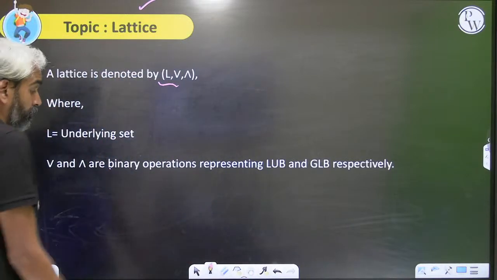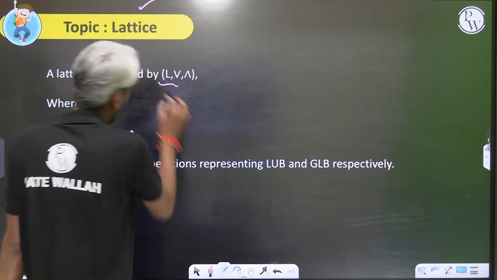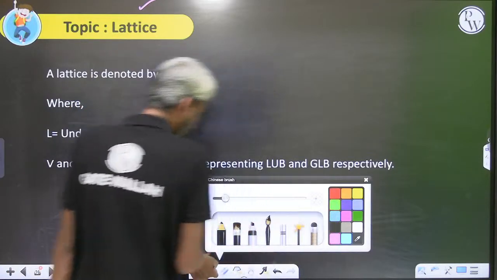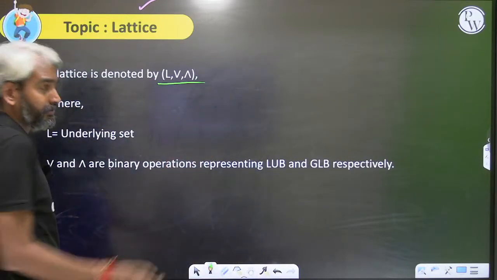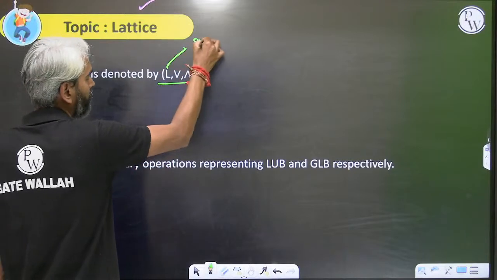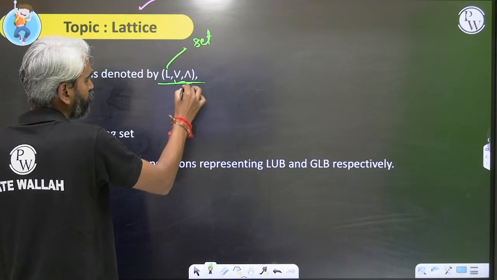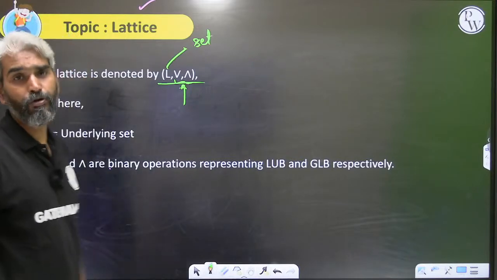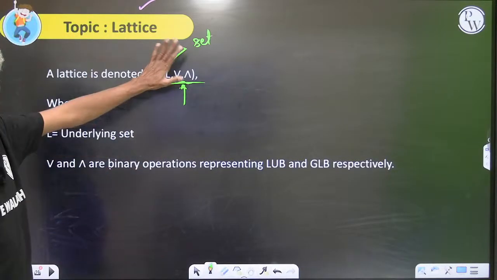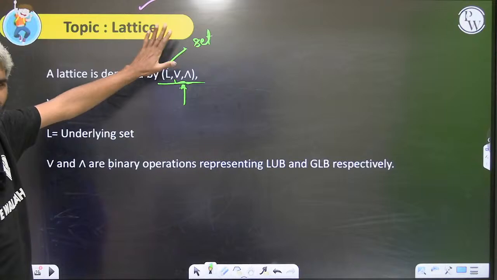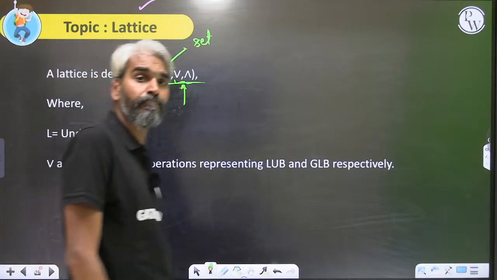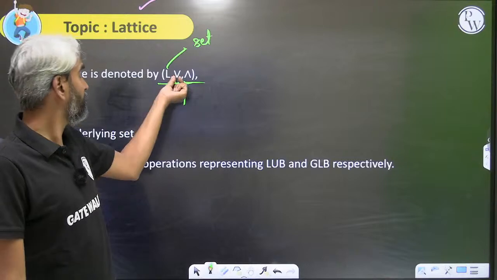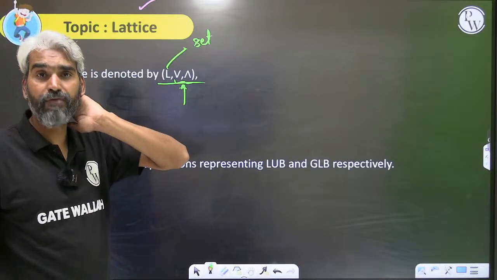Anyway, let's come back to the same concept: how do we denote a lattice? This is basically your lattice. Now in this, L is your set, and these two symbols represent the binary operations least upper bound and greatest lower bound. Don't worry about them, they are just for notation purposes. In a lattice, obviously we know that the least upper bound and greatest lower bound will exist for every pair of elements.